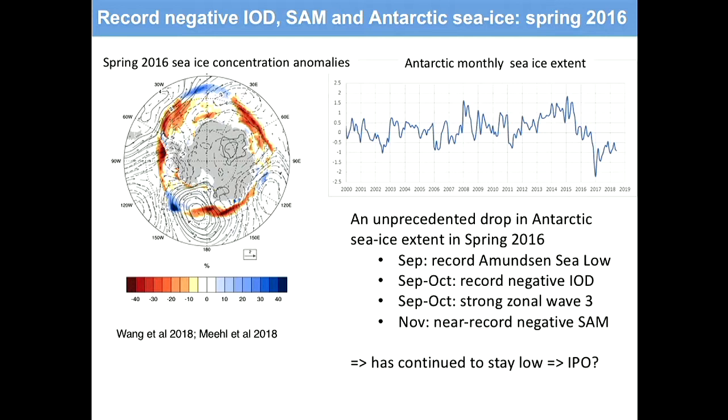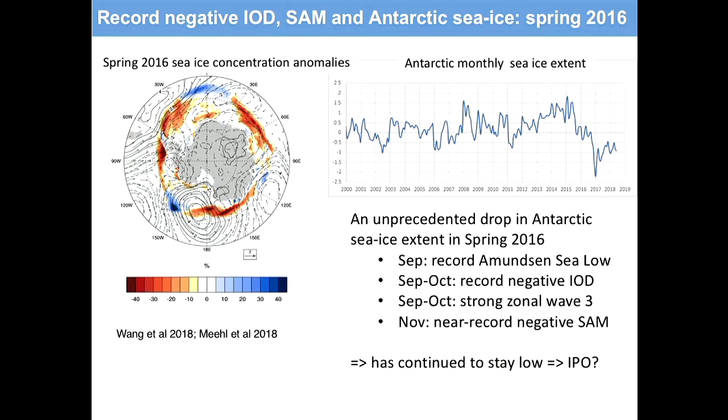And you can see in the colours, this is the sea ice anomaly. You can see a really strong reduction of sea ice compared to normal conditions across all ocean basins. And this is the time series since 2000 of Antarctic monthly sea ice extent. You can see it really dropped in 2016 to a record low that hadn't ever been seen before in the satellite era. It has recovered a little bit since then, but it's still well below normal.